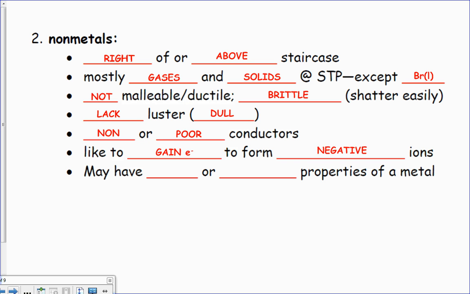Nonmetals tend to like to gain electrons and form negative ions. You'll see just about everyone except for boron, the moron, is a minus oxidation number for all of our first oxidation numbers for the nonmetals. They're going to have 1 or 0 properties of a metal. They may have 1, but they're not going to have all of them, that's for sure.